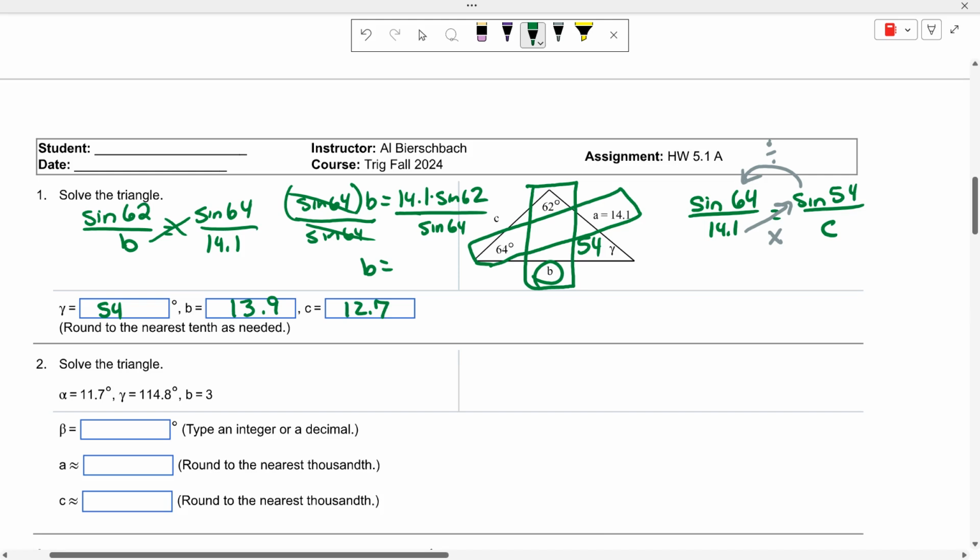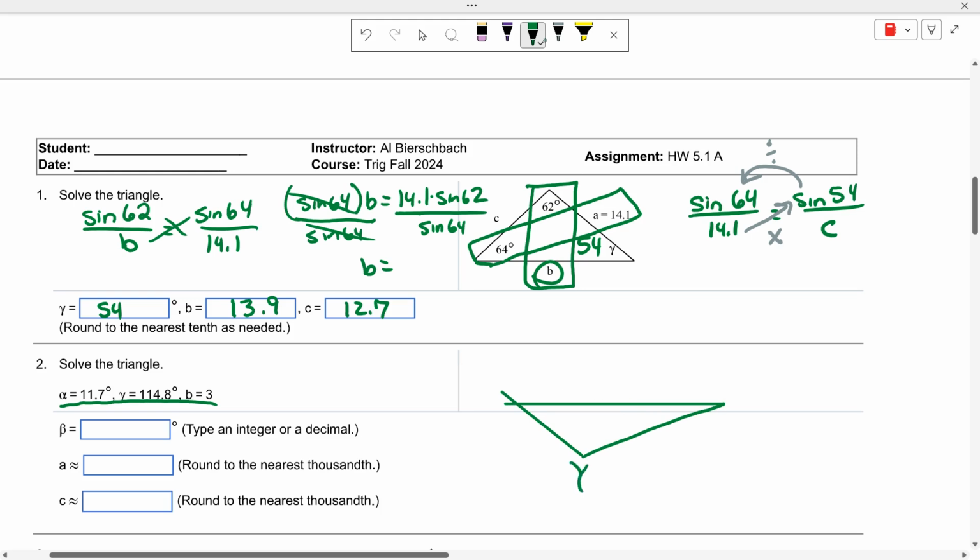Okay, so a lot of calculating to do today. Just a lot of calculator work, knowing how to set up a triangle. Now, what do you notice about the angles in this one? What's special about the angles in that one? 11.7, 114.8, and then there's a side that's 3. What's special about those angles? One of them is obtuse.